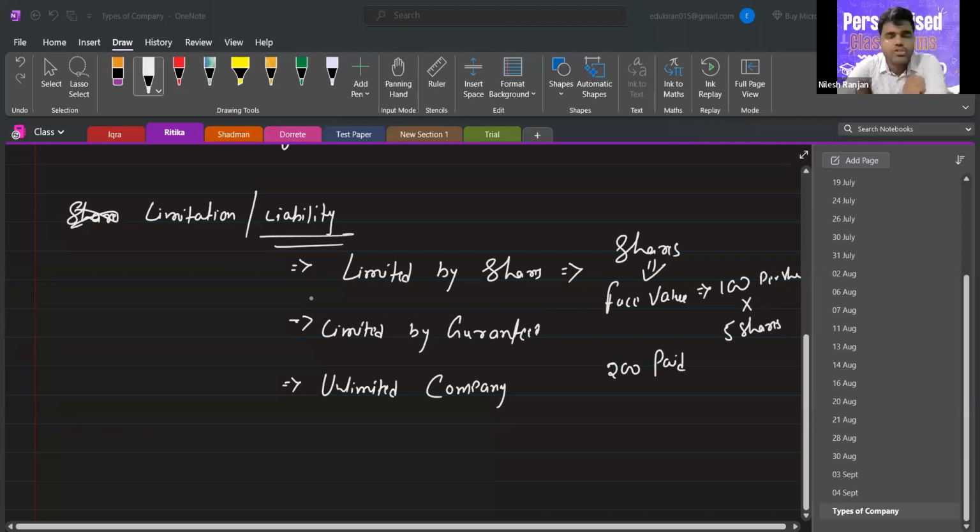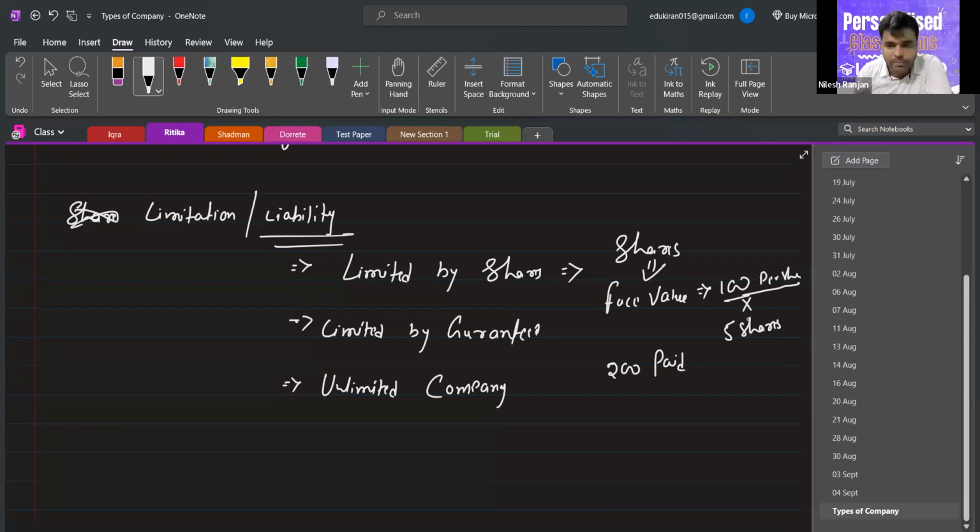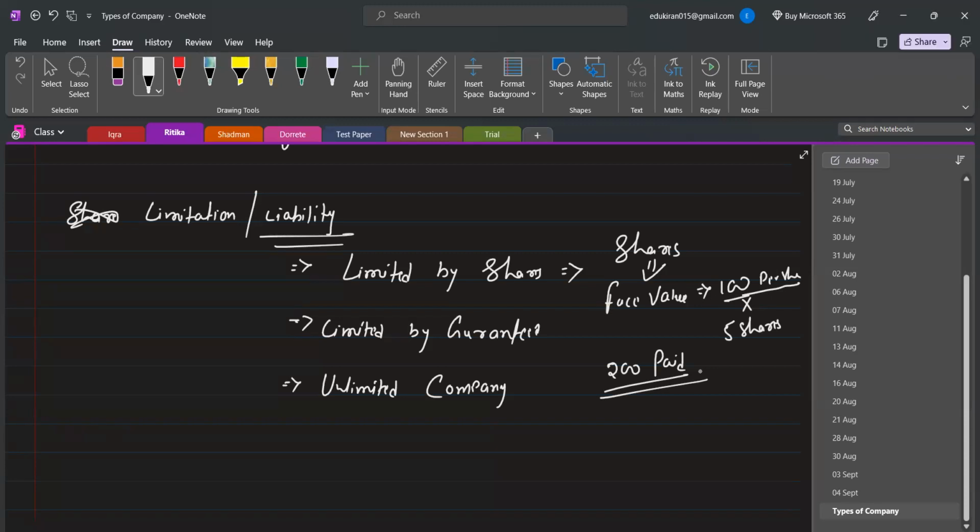Okay, so in case of a company, let's say I told you that company capital is divided into small parts, which is called shares. Every share has some face value. And let's say face value is 100 per share. And you have purchased total 5 shares of that company. At the time of purchasing the share, you have paid 200 rupees. Is this clear? Yes, sir.